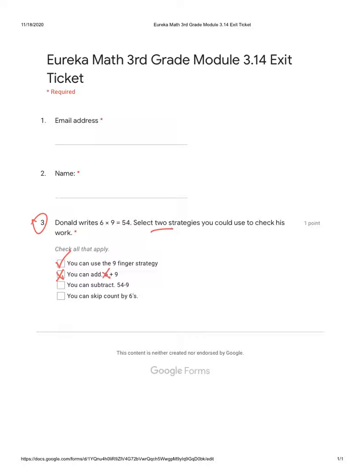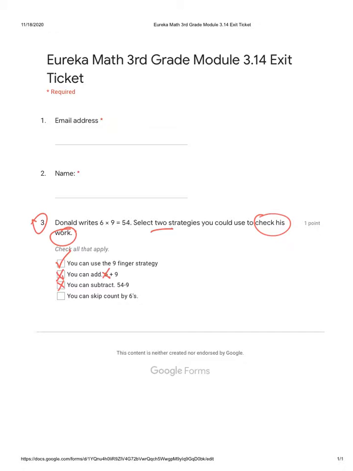That is not correct. You can subtract 54 minus 9. What would that tell us? If we took away 54 minus 9? No, that wouldn't help us check it. That would help us find 5 times 9, but not check his work, which is what they're asking us.